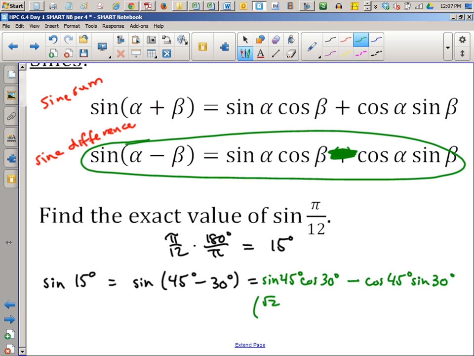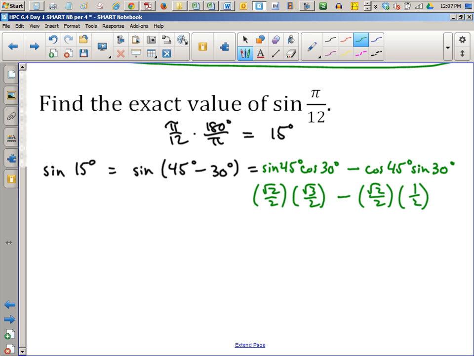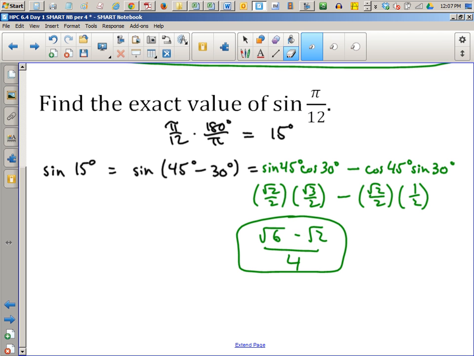And this gives me root 2 over 2. And this gives me root 3 over 2. And this gives me root 2 over 2. And this gives me a half. So this time I get an answer quite similar to last time. This time it's root 6 minus root 2 all over 4. And after you've done a few of these, you realize, wow, these answers all kind of look the same. That is true. They often do look quite similar.